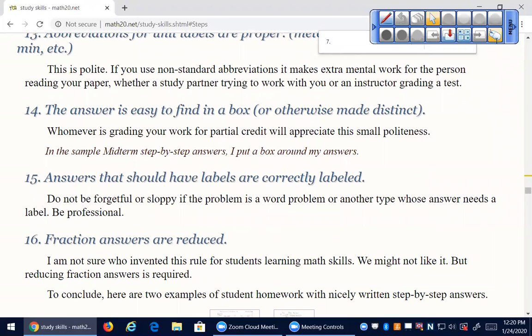Make your answer easy to find. Some people have such neat writing that they don't have to do anything at all. But for most of us, it's nice to put a box or highlight or something to make it so you can find where the answers are. If it's a word problem and your answer needs a label, make sure there's the label. And the one we all love so much, if you have a fraction answer, it has to be fully reduced.